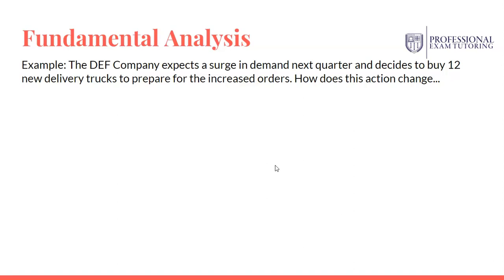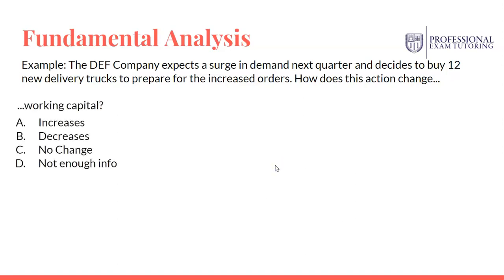Okay, for the first example, we have the DEF company that expects a surge in demand next quarter and decides to buy 12 new delivery trucks to prepare for the increased orders. Now, how does this action change working capital? We give 4 options here, just like you would see on the regular exam. It would increase working capital, decrease working capital, there'd be no change, or there's not enough info. So these are our choices.